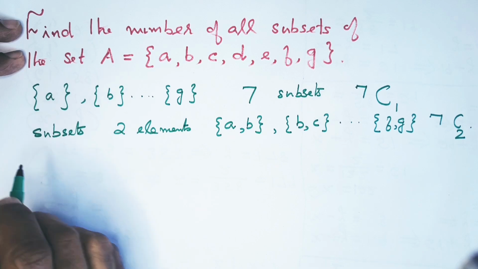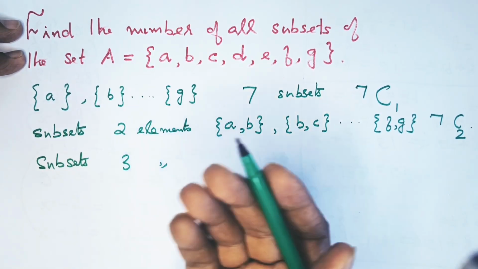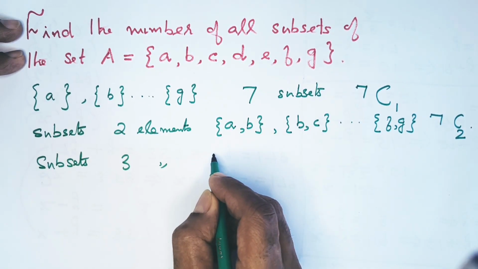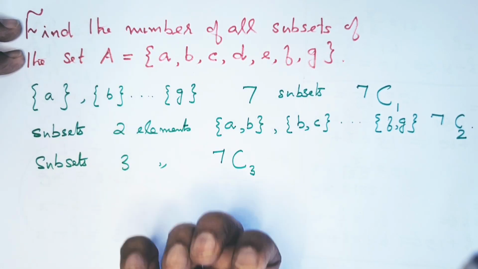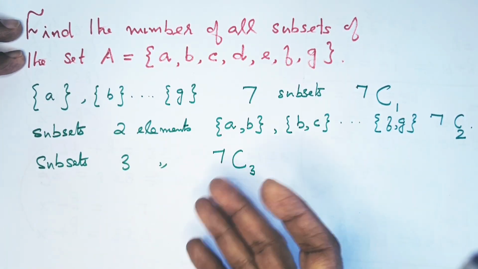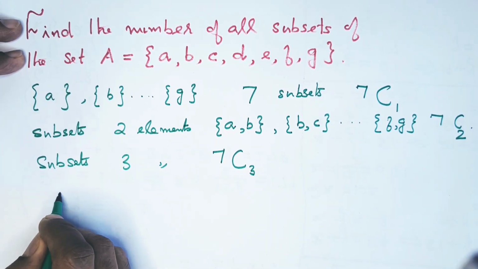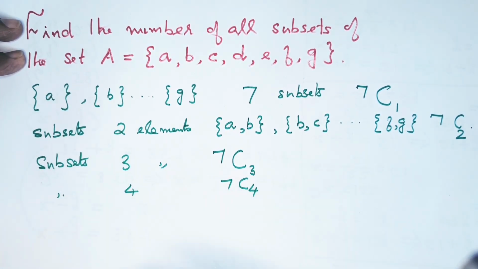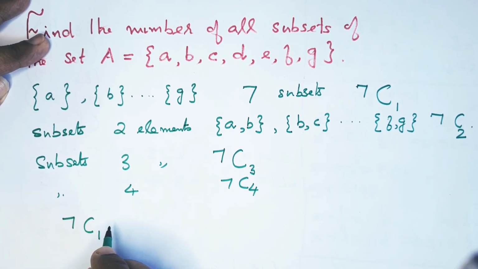If you extend this logic, what will be the number of subsets containing 3 elements? See, for example, ABC will be one of them, and there will be many. So the number of all such subsets you can find out using this formula. This is nothing but basically collecting 3 elements out of 7 elements. In 7C3 ways you can do that, and that will represent the number of all subsets containing 3 elements. So what will be the number of subsets containing 4? 7C4.